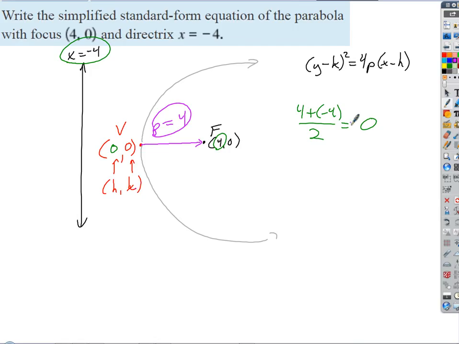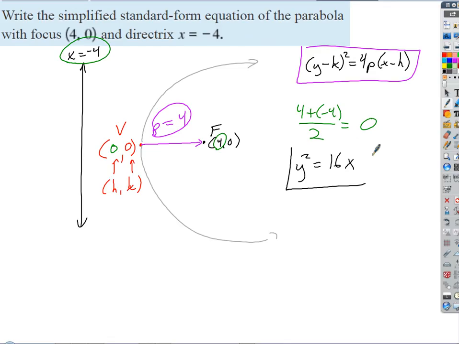I just plug that stuff into my standard form equation of the parabola, and what do we get? Well, y minus 0 is just y, so y squared equals 4 times 4, which is 16, and then x minus 0 is just x. So that's my answer. y squared equals 16x.